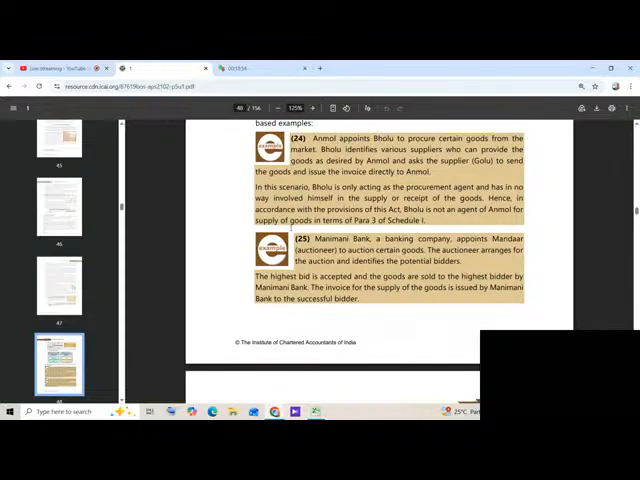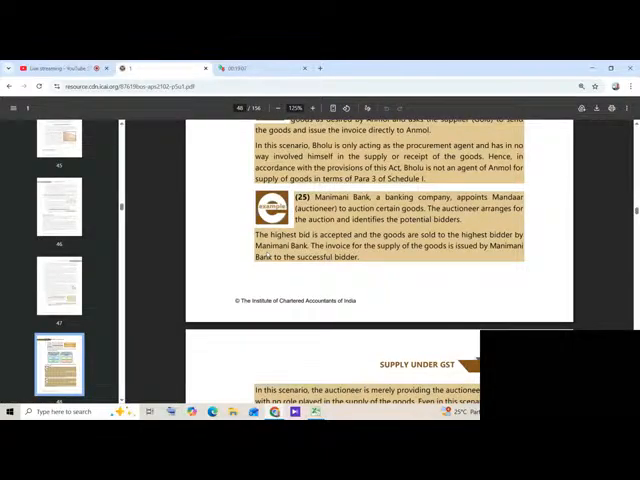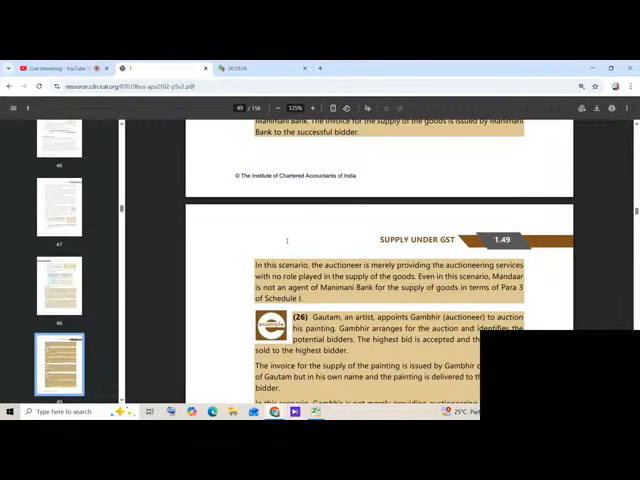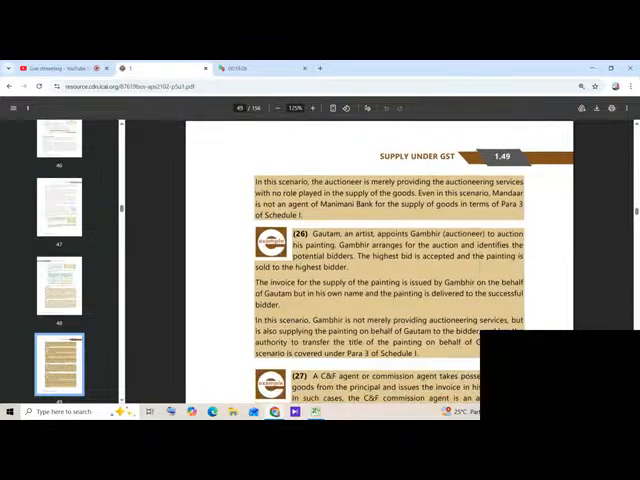Example 25. Money Bank, a banking company, appoints Mandar, an auctioneer, to auction certain goods. The auctioneer arranges for the auction and identifies the potential bidders. The highest bid is accepted and the goods are sold to the highest bidder by Money Bank. The invoice for the supply of the goods is issued by Money Bank to the successful bidder. In this scenario, the auctioneer is merely providing the auctioneering services with no role played in the supply of goods. Even in this scenario, Mandar is not an agent of Money Bank for the supply of goods in terms of para 3 of schedule 1.